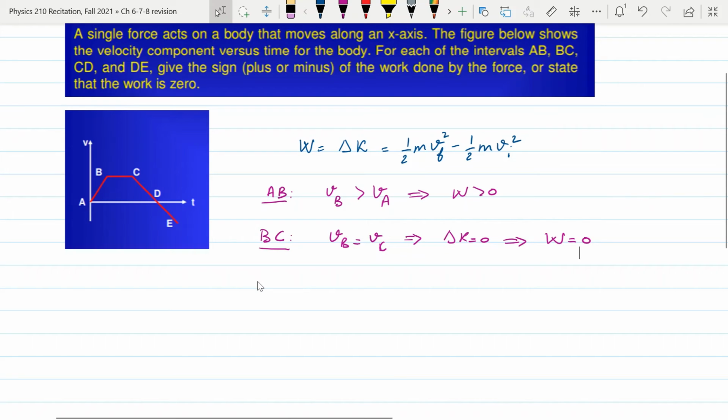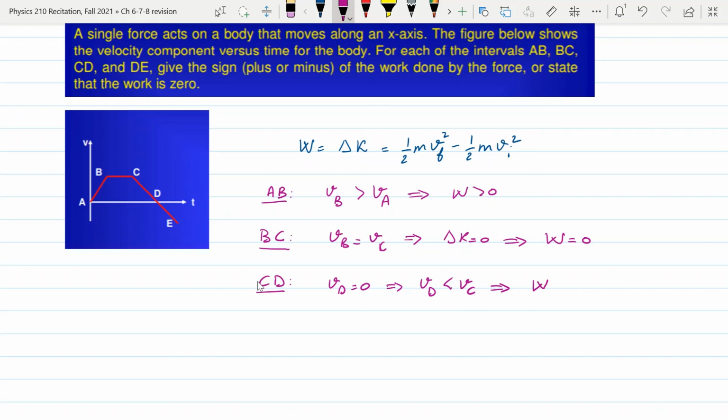and so the work done is going to be equal to 0 as well. For the interval CD, we can see that the speed at D is 0, so the speed at D is less than the speed at C, and this means that the work done is going to be negative. And finally, for the last interval DE, we can see that the speed at D is 0 while the speed at E is negative.